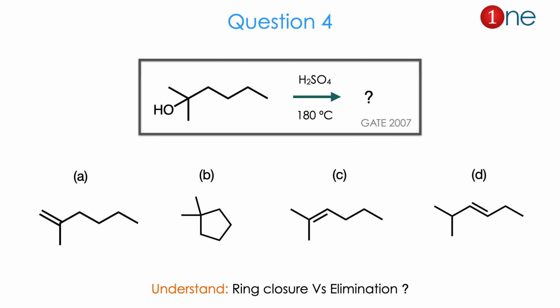Then the question number 4. The starting material is a linear system, which has an alcohol attached at the second position and a methyl. You are using sulfuric acid and 180 degree temperature. They ask you to find the product.